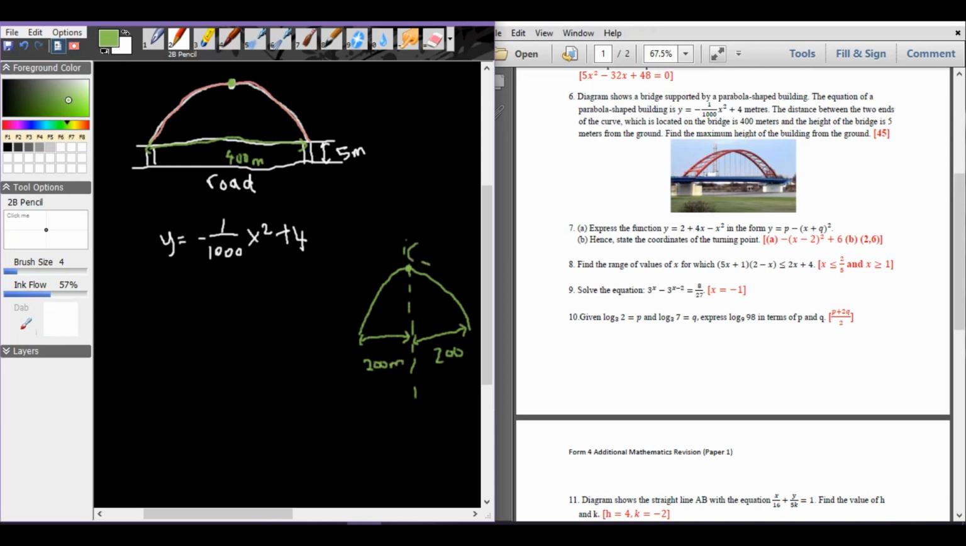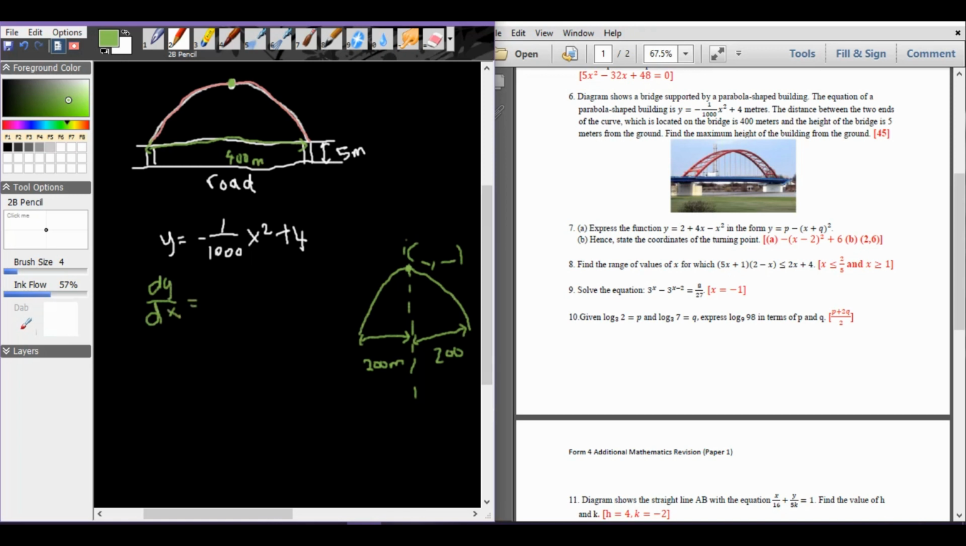We have to find the coordinate of this maximum point. To find this maximum point, you have two methods. First method is we use completing the square. You use the method of completing the square to complete this equation. Second method is we use dy/dx, because this is a maximum point, so we can use dy/dx.